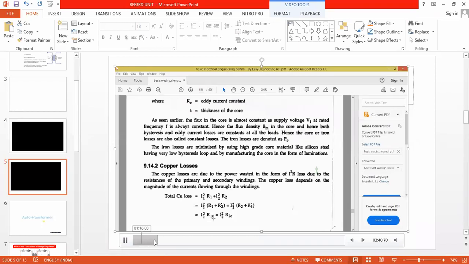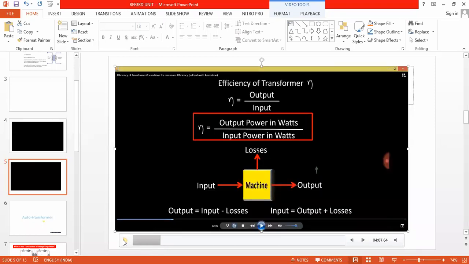Right. So now we move on to the next continuation of the topic, which is the most important one. You can take a screenshot of this also. So what is our topic? Efficiency of the transformer. They will ask you to explain the efficiency and problems on efficiency. This is the most important stage of this transformer unit. Problems will be asked on this concept only.